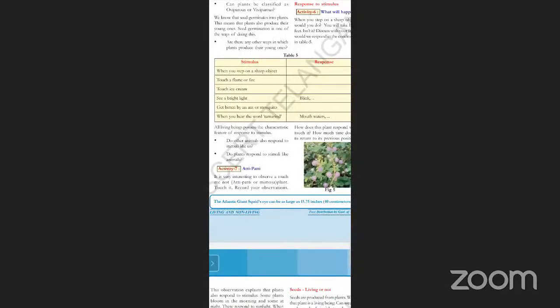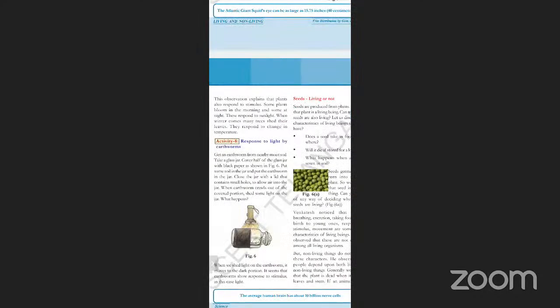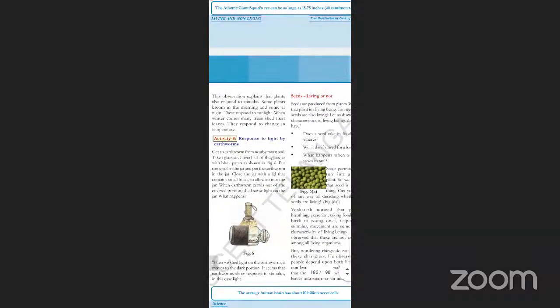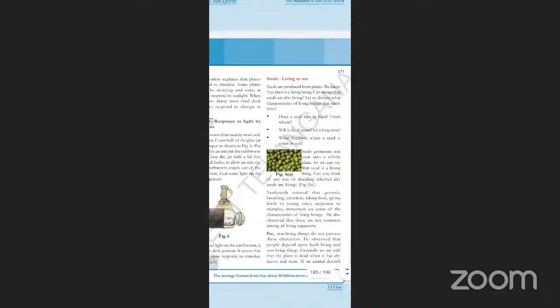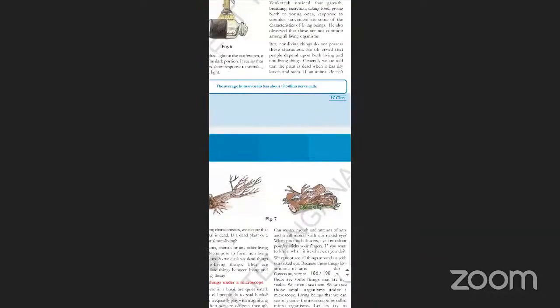Response to stimuli means that when we focus light toward the earthworm, it moves toward a shaded place or dark place. So we also discussed these things, children.